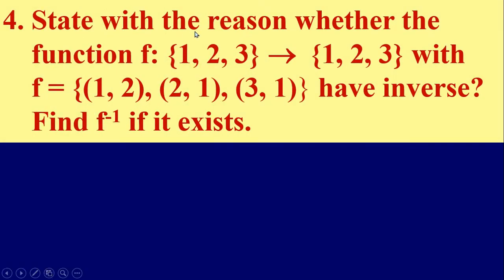So next question, state with the reason whether the function f from {1, 2, 3} to {1, 2, 3} with f = {(1,1), (2,1), (3,1)} has inverse. Find f inverse if it exists. Here also you have to verify whether f has inverse. If it is invertible, then you have to find its inverse.